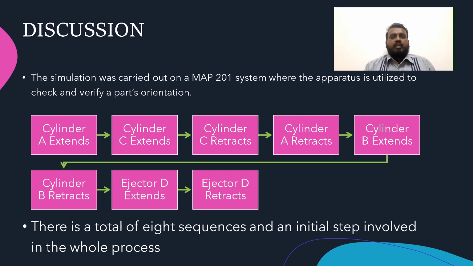From the graph set diagram for the MAP system obtained, there is a total of 8 sequences and an initial step involved in the whole process. Transition 1, which is the start push button, is between the initial state and the first sequence. Then it is followed by all the other sequences.